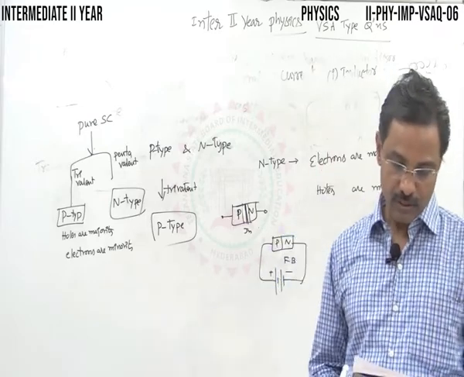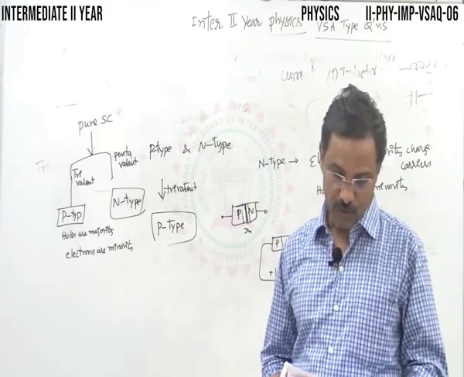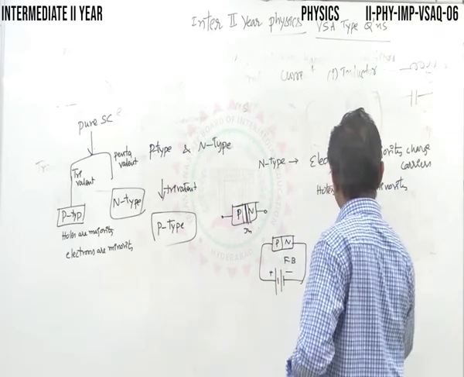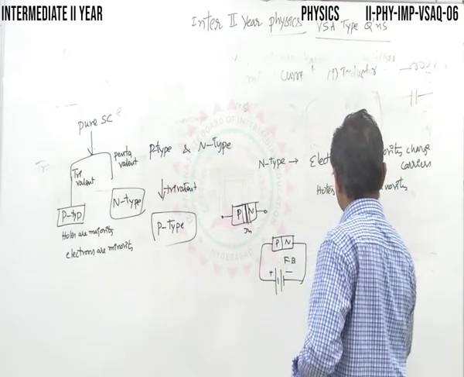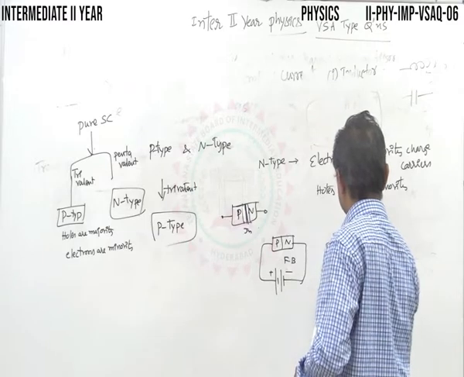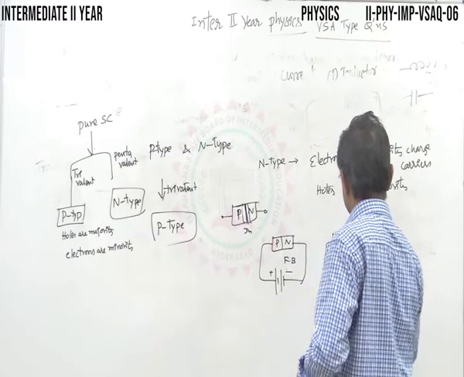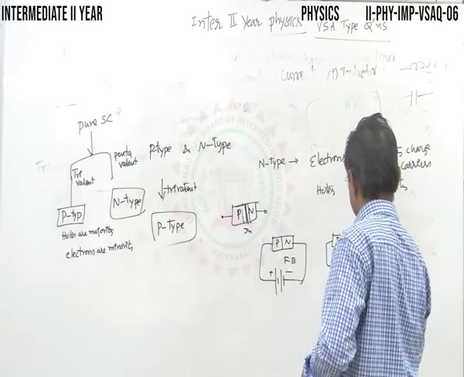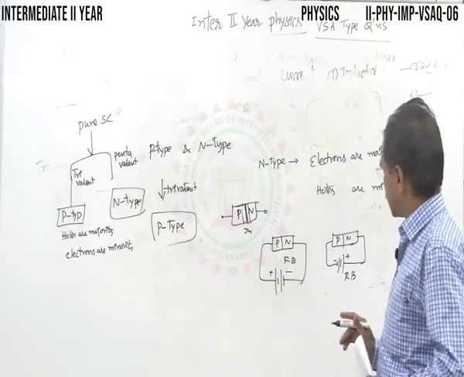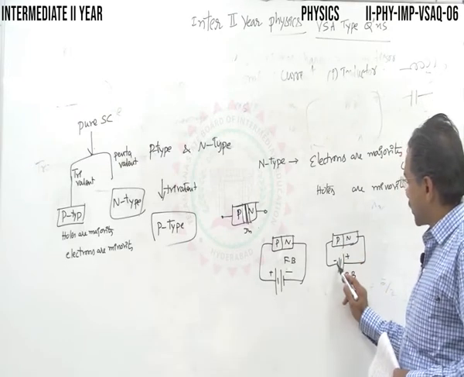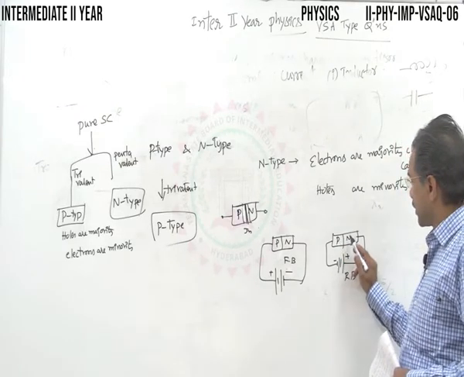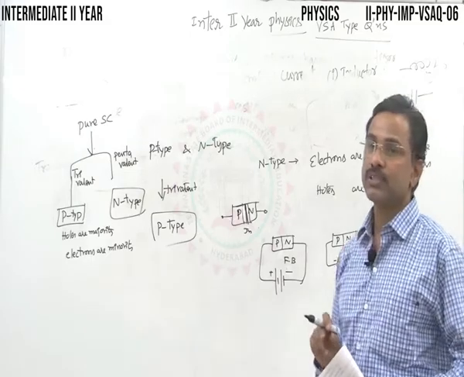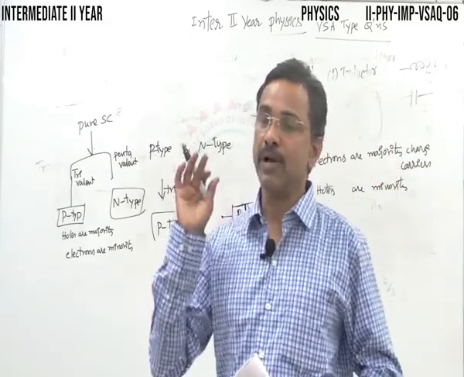So please understand forward biasing. Reverse biasing means the polarities are reversed: P is connected to the negative polarity, and of course N is connected to the positive polarity. Reverse the polarities, then it is called reverse bias. So the P region is connected to the negative terminal, and the N region to the positive polarity. Then the junction is said to be reverse biased.